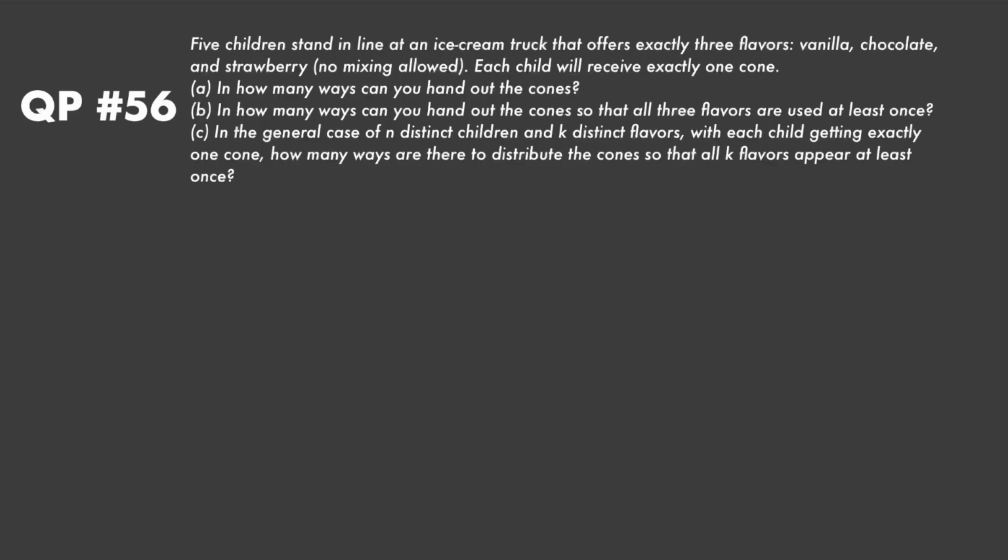So now we're actually pivoting a little bit from what we did in Quantipus number 81. In 81, we were splitting up distinct objects into identical groups, but in this one you notice we're splitting distinct objects into distinct groups. That's because you can think about it like the children are the distinct objects that are getting split into the groups of either getting a vanilla cone, a chocolate cone, or a strawberry cone.